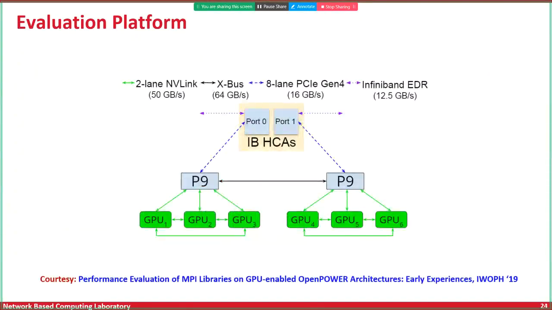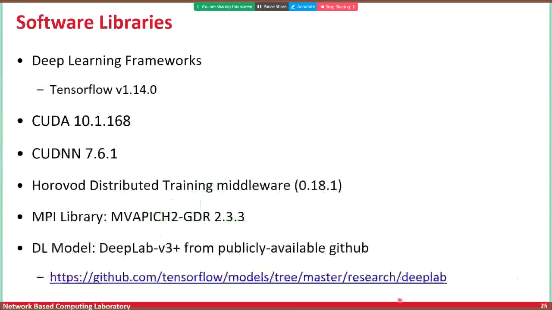This is a diagram of a Summit node architecture. Each node has 2 IBM Power 9 CPUs, which are each connected to 3 NVIDIA Voltas. For software, we used TensorFlow 1.14 with MVAPICH2 GDR 2.3.3, and then we ran Horovod on the publicly available DeepLab GitHub model.